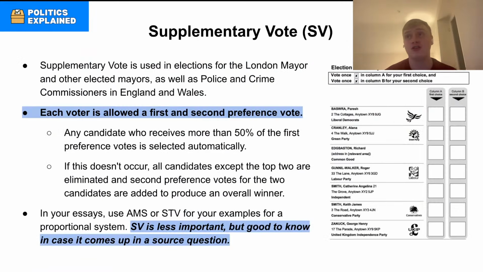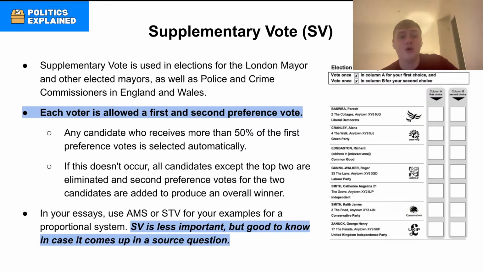Okay, we're also going to have a look at supplementary vote because it's on the specification, but this isn't one I'd recommend learning in loads and loads of detail. Just have an idea of what it is and know the advantages and disadvantages in case it comes up in a source question. But in an essay question, I'd recommend just really using first past the post, the additional member system, and single transferable vote.